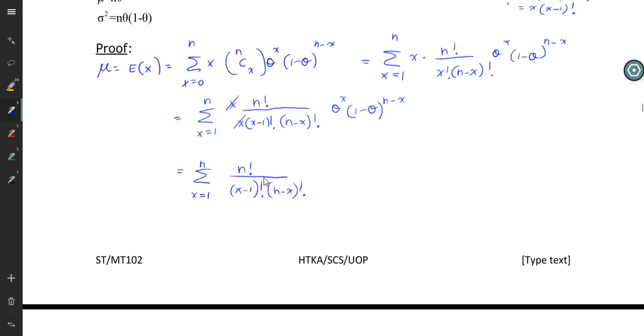But you have theta to the x. If you can make this theta to the x minus 1, then you can easily rewrite it as another binomial formula. So what we do is we take one theta out and write theta to the x minus 1. So theta times theta to the x minus 1 is theta to the x. Nothing has changed, just rewriting a term in a different way. And you know theta is a constant, so you can take that out. And also, instead of n factorial, because if you add x minus 1 and n minus x, what do you get?